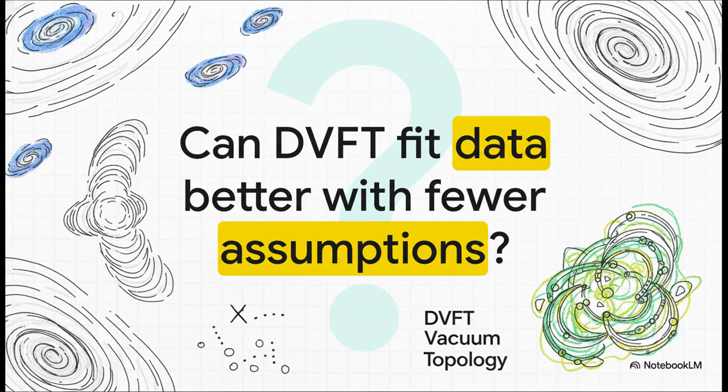Which leads us to the final, absolutely crucial question. Can DVFT actually fit the data with fewer assumptions? Right now, DVFT doesn't need more philosophy. It needs hard math. It must definitively prove that its vacuum topology predicts the flow of voids and early galaxies better than invisible dark matter. It's an incredible theoretical clash that could literally rewrite reality as we know it.